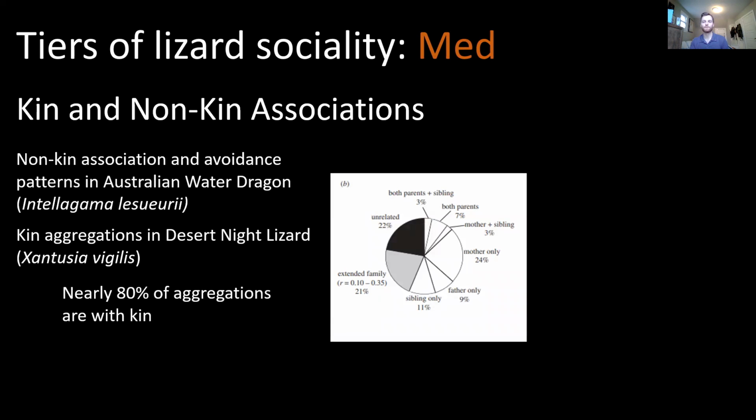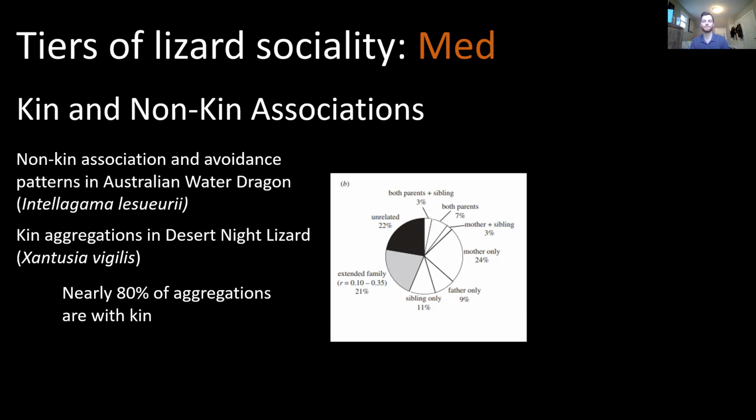Field studies combined with genetic analyses reveal that these groupings are usually kin-based, where individuals group into these hibernacula, these group refuges during the winter, assortatively with family members in almost 80% of all observed individuals. So the black slice of this pie chart is where an individual is in association with an unrelated individual, and everything else represents some sort of kin association.